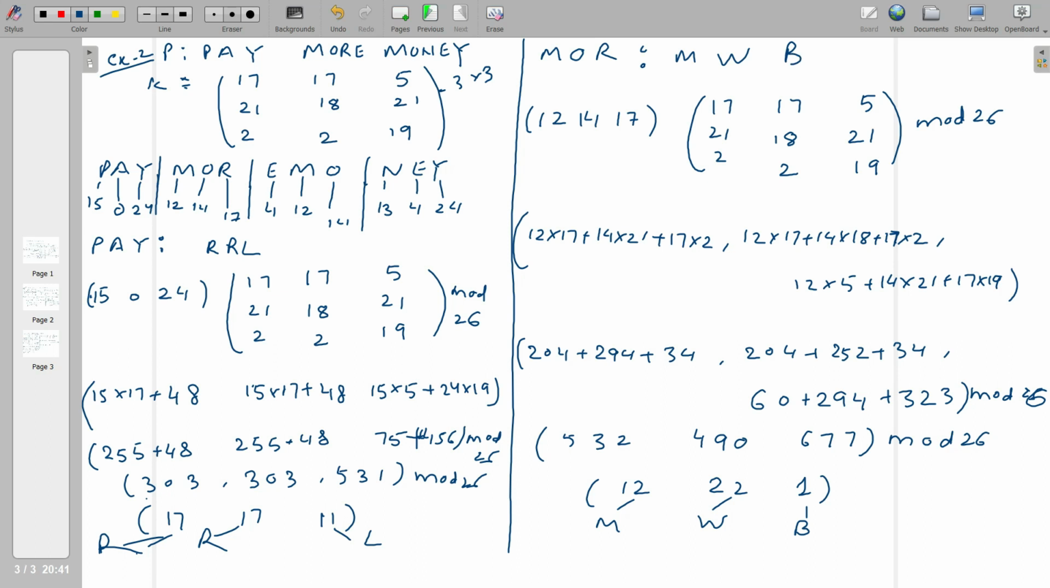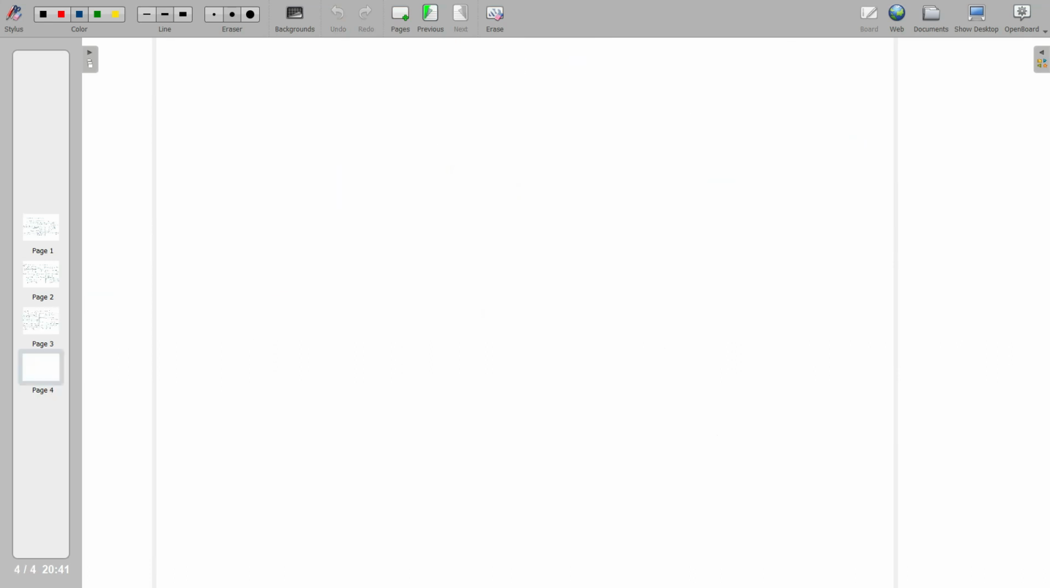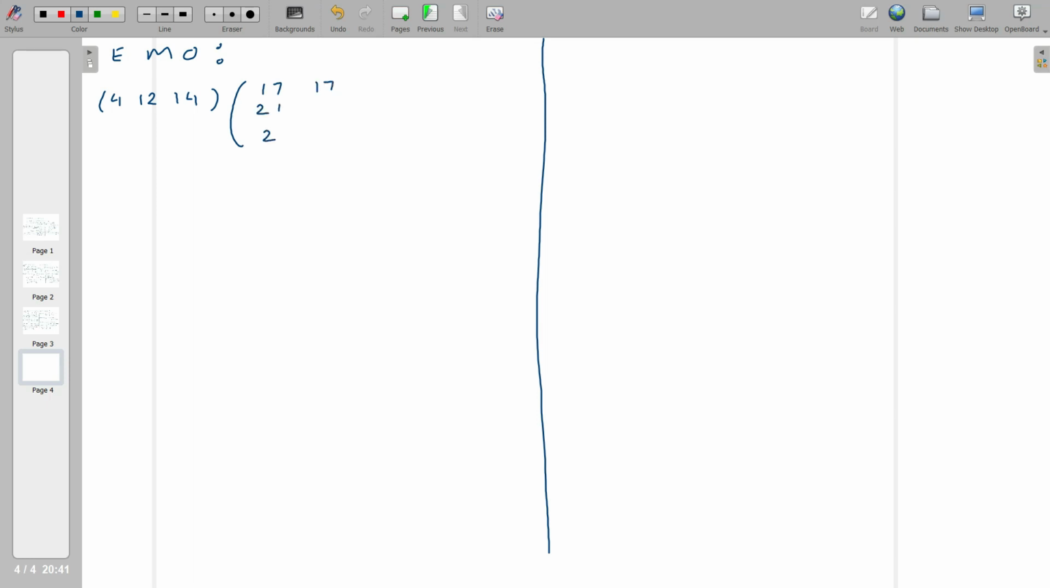Let's do it for these two also, EMO and NEY. So I'm going to use the next page. Again, let me divide it into two parts. So this is EMO, and the plain text matrix for EMO is 4, 12, 14. And the key is the same: 17, 21, 2, 17, 18, 2, 5, 21 and 19, and this is again a mod 26 operation.